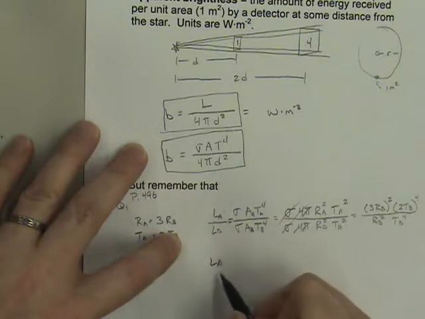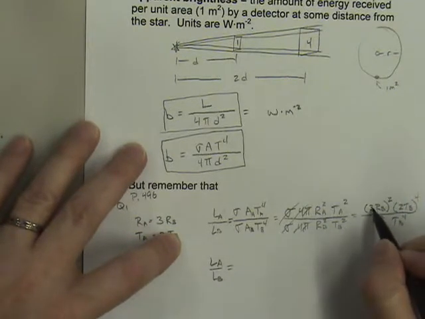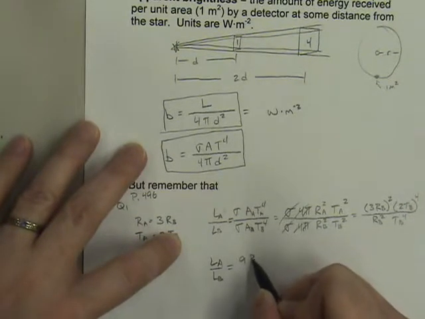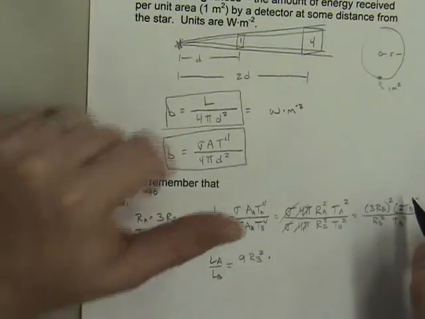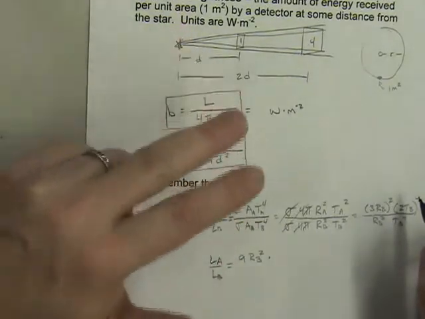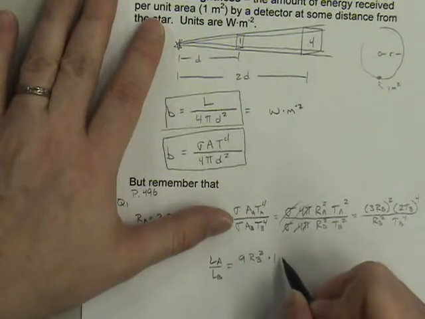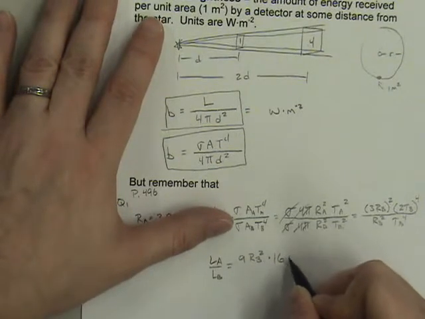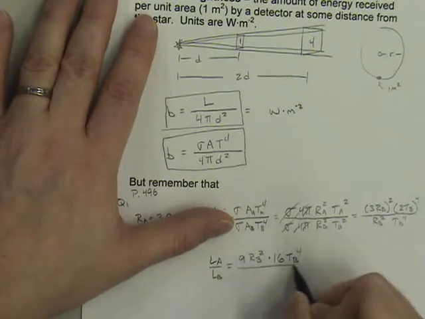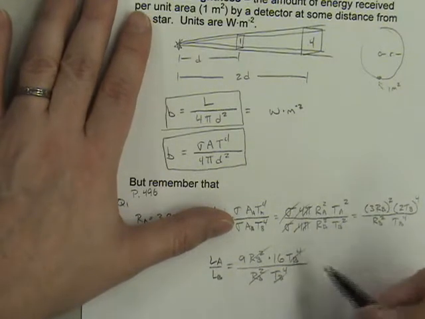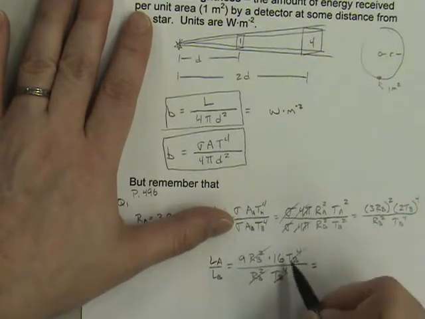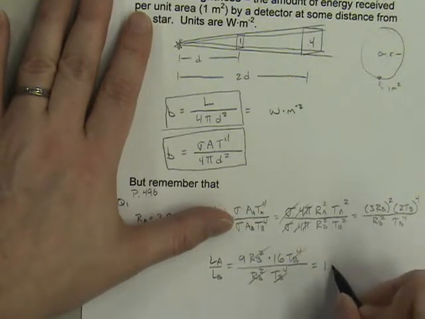So if I bring this all back down here, LA over LB, then I would find that this is 3 squared is 9 RB squared times 2 to the 4th. 2 times 2 is 4, times 2 again is 8, times 2 again is 16. And that would be TB to the 4th, and then that's all divided by RB squared TB to the 4th. Now the RB squareds cancel, the TB to the 4th cancels, and so I end up with 9 times 16, which is 144.